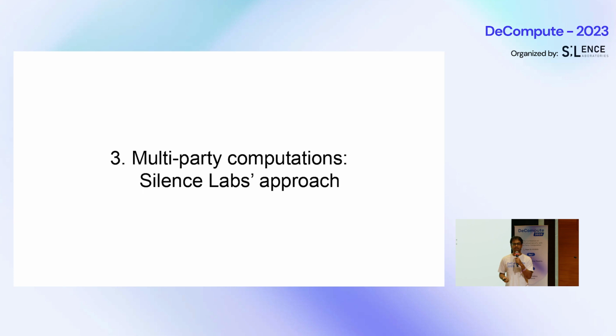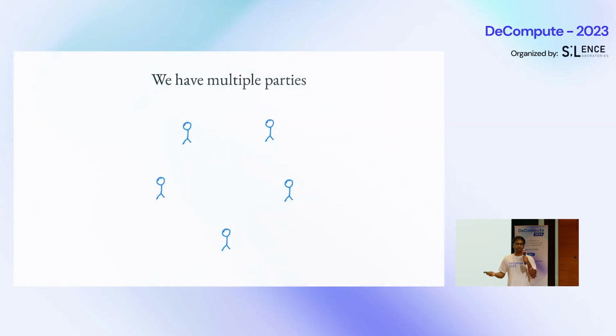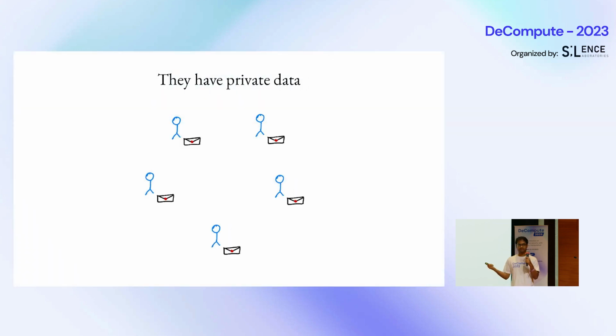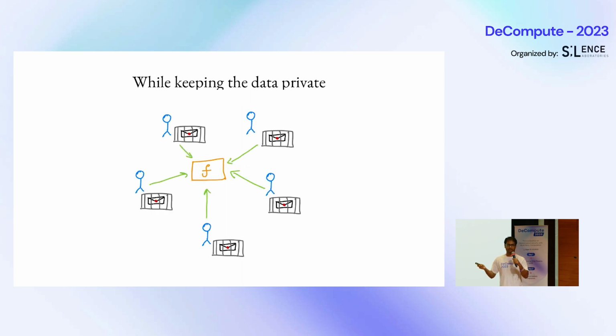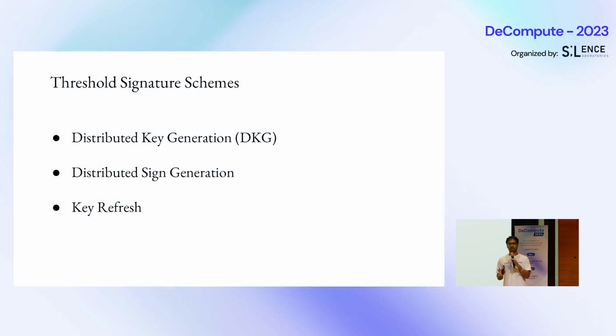So I was unsure of the audience for this talk, so bear with me for a quick introduction to MPC. So MPC, we have multiple parties. They have secrets. They want to compute some function together over the data, and they want to keep it private. That's my overview for MPC. And today, I want to talk about a subset of MPC, that is threshold signature schemes, which usually come with three functions that it supports. First is distributed key generation, also known as DKG commonly, and distributed sign generation and key refresh.